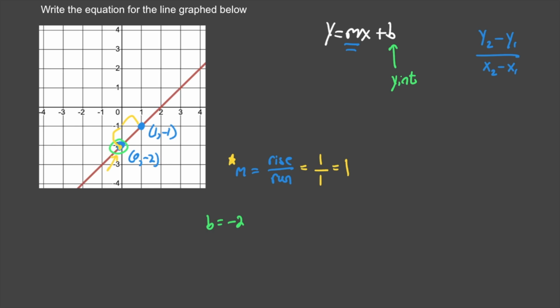Now we have enough information to write the equation, so our equation will be y equals m, which is slope, we found to be 1, x plus b, which is -2, so I'm going to put -2. So we can write it as y equals 1x minus 2, or y equals x minus 2, because the 1 is an implied number when connected to x by multiplication.